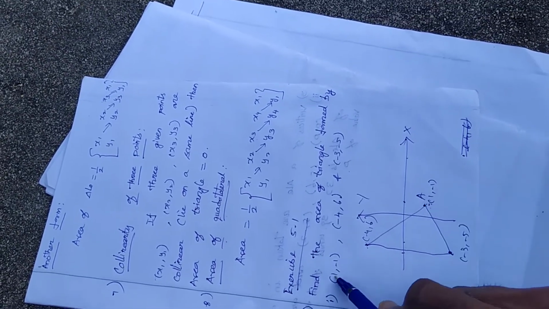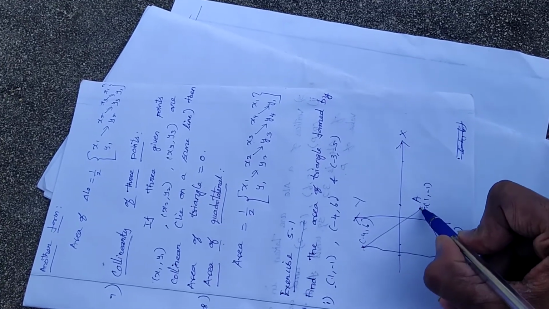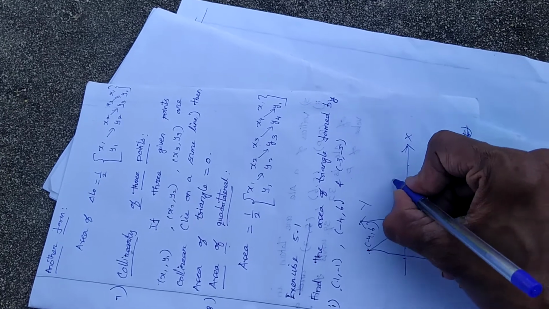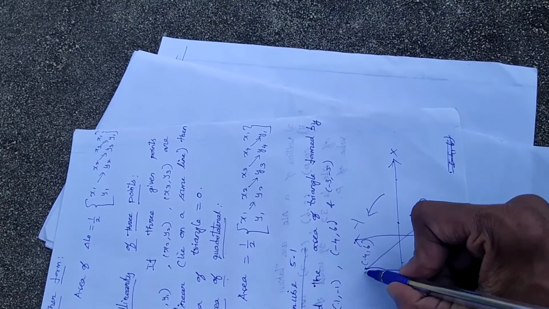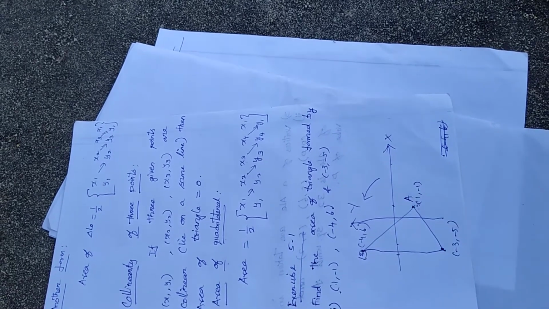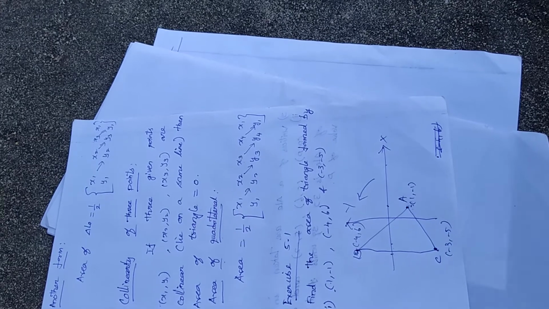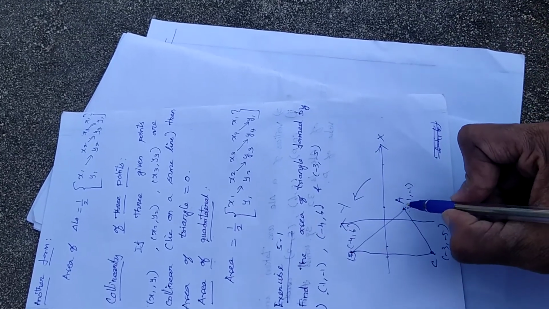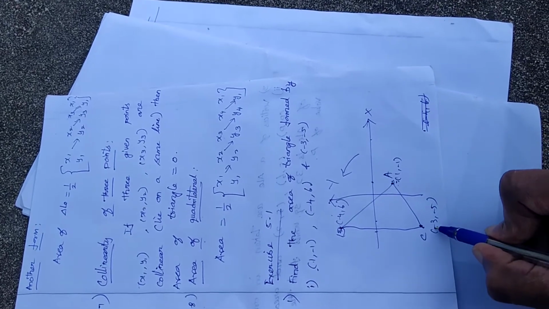So the first point, given point A, I take as x1 y1. After that, the second point is in the anti-clockwise direction. So this point B is the second point, and the remaining third point will be C, taken in anti-clockwise direction. This point is x1 y1, this is x2 y2, and the third point is x3 y3.